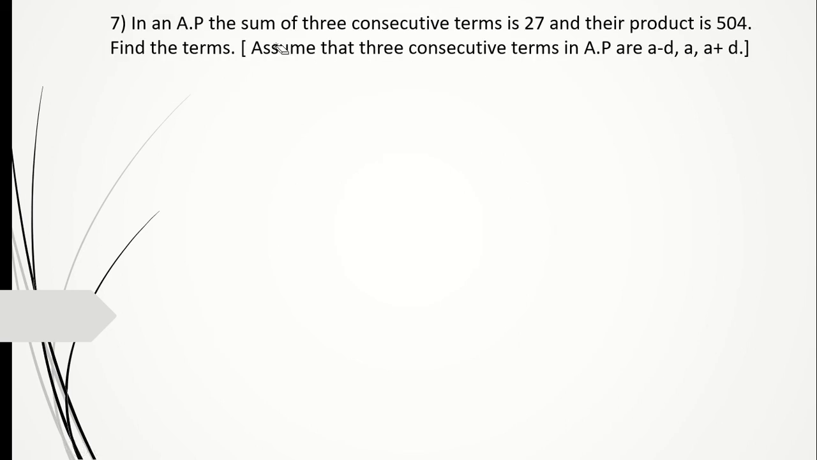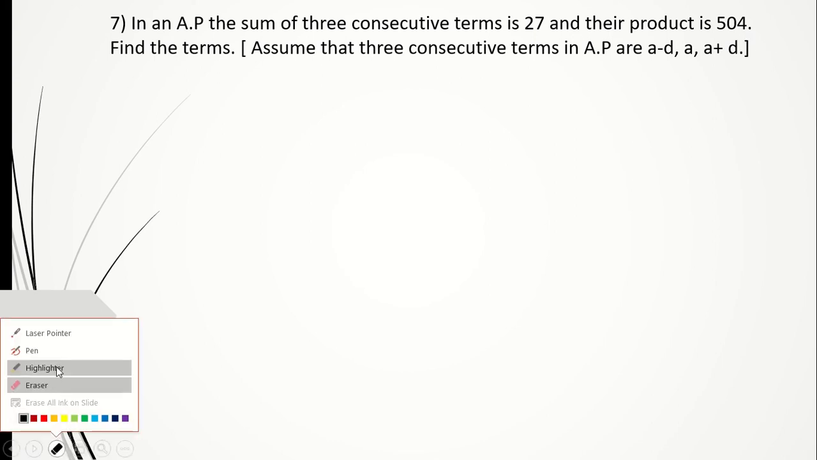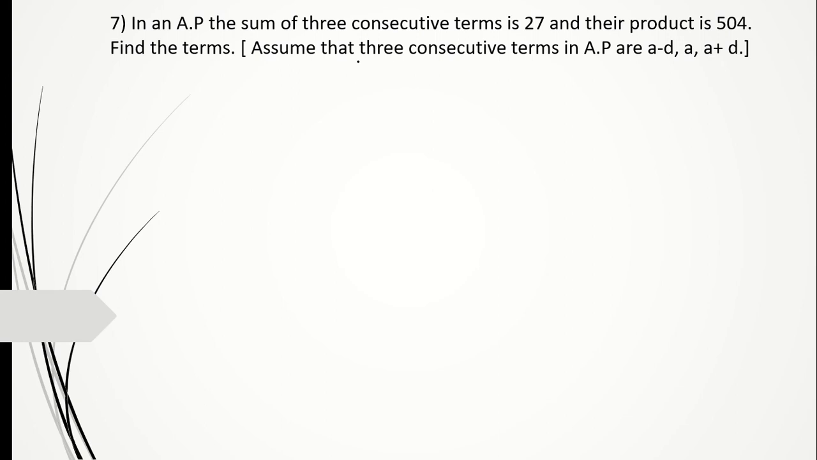Next sum. In an AP, the sum of 3 consecutive terms is 27 and their product is 504. Find the terms. This is quite simple because they have already given the hint in the question about what to take the 3 consecutive numbers to be. Assume that the 3 consecutive terms in AP are a minus d, a and a plus d. Now what have they said? Sum of these numbers. Sum means addition: a minus d plus a plus a plus d.